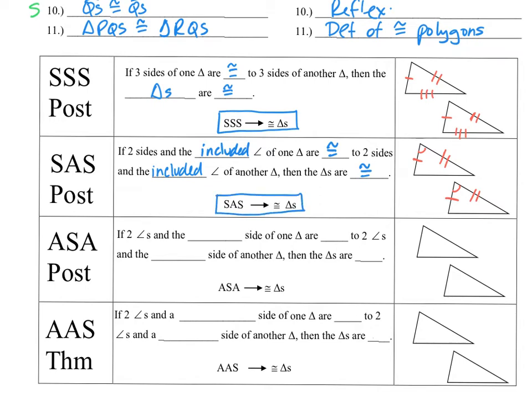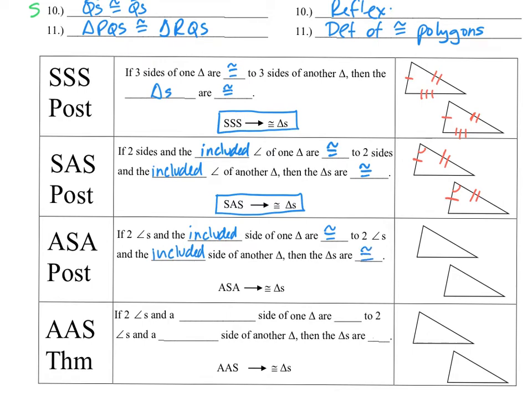Okay, the next postulate is called the angle, side, angle postulate. What it says is, I'm sorry, if two angles and the included side of one triangle are congruent to two angles and the included side of the other triangle, that's enough to guarantee that the two triangles are congruent.